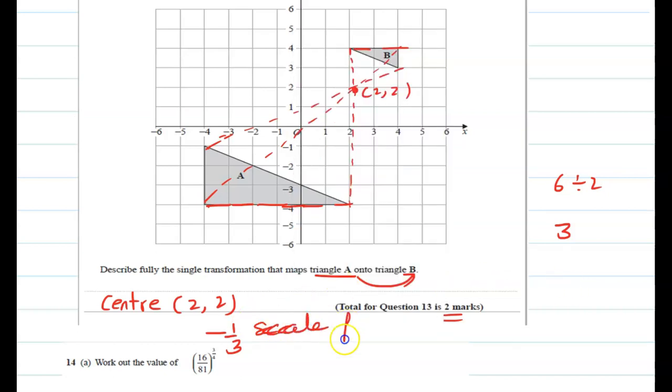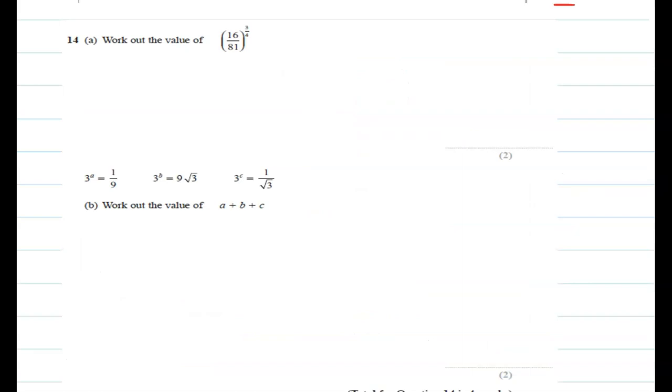Scale factor, enlargement. Yeah, enlargement. Okay, next question is question number 14, A part, 16 divided by 81 to the power 3 over 4.